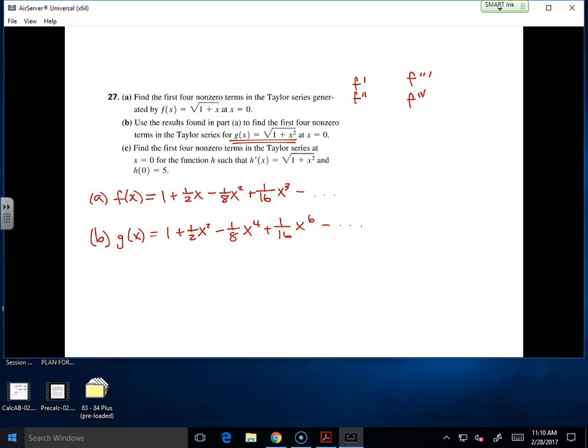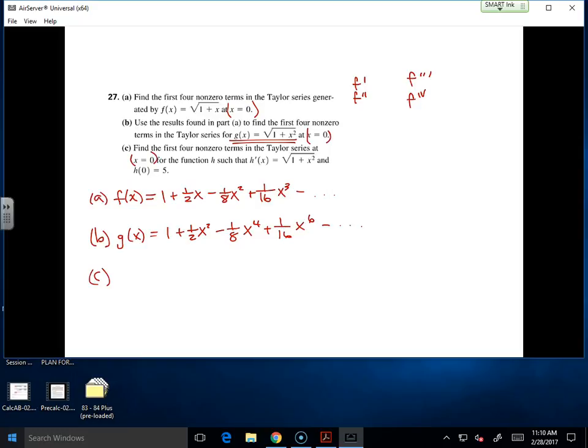Actually, they're not saying this series. Wait, the first 4 terms in the series. That's okay. Now letter C. Find the first 4 non-zero terms in the Taylor series at x equals 0. Wait, haven't they all been at x equals 0? Hence why we've been doing what we've been doing.